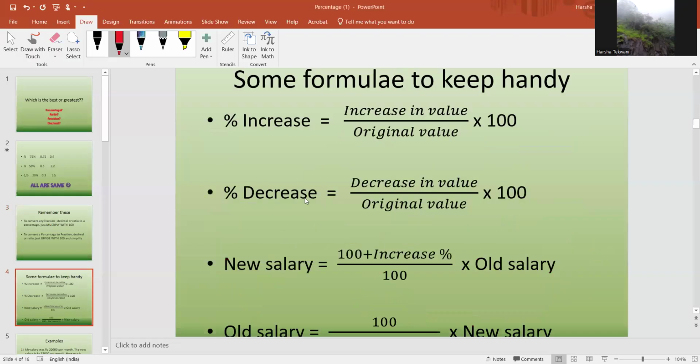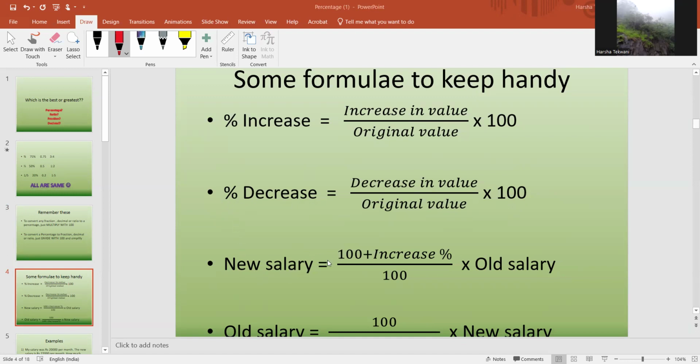These are some important formulae you need to keep handy in life. Percentage increase, especially when you want to find out the percentage increase in population or in your salary, is the increase in value, that means whatever difference you get, divided by the base or the original value, multiplied by 100 because you're expressing it as a percentage. Same goes for percentage decrease. It is the difference in value divided by the original value, into 100. Why into 100? Because we are converting to percentage.